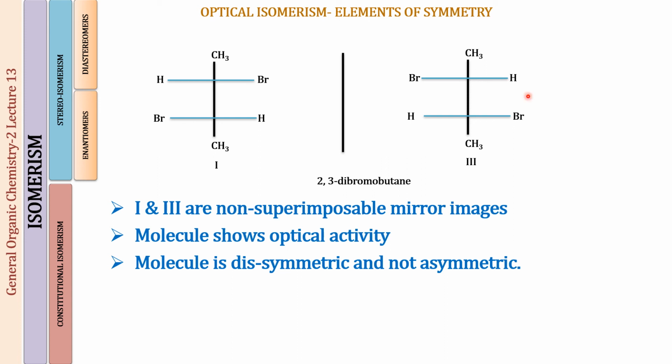Now, if you look over here, what I have done is this was my structure 1, and I have drawn the mirror image of this structure. So this is structure 1 and this is structure 2, and these two are mirror images of each other, and these two mirror images are non-superimposable mirror images. And when they're non-superimposable mirror images, this means that the molecule is going to show optical activity. Okay, and this molecule is dissymmetric and not asymmetric, because this molecule has an axis of symmetry, so not all elements of symmetry are absent. Only three symmetrical elements will be absent.